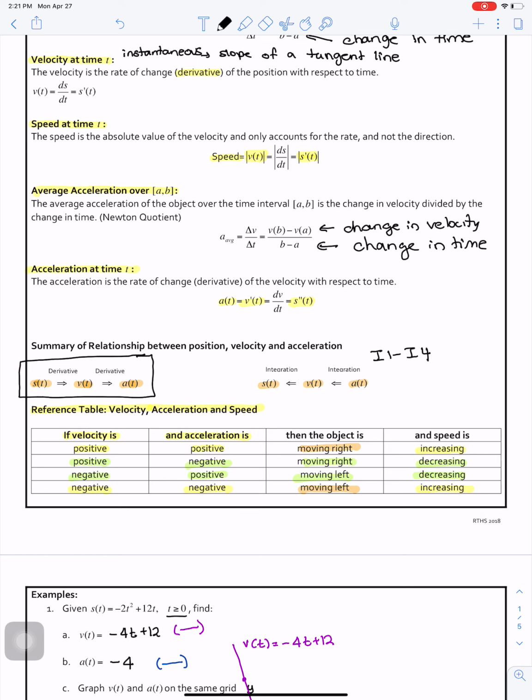I give you the original, you take a derivative, get a velocity. I give you the velocity, you take one more derivative and get the acceleration. And sometimes they may ask you questions relating to this chart, so your chart is also important to know.